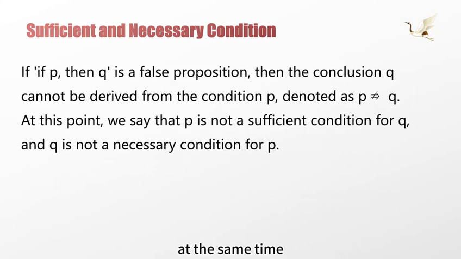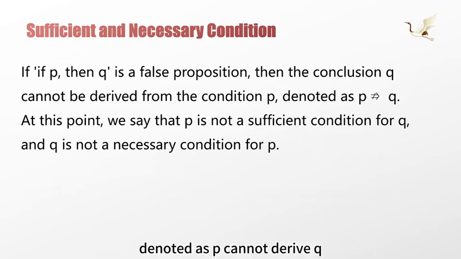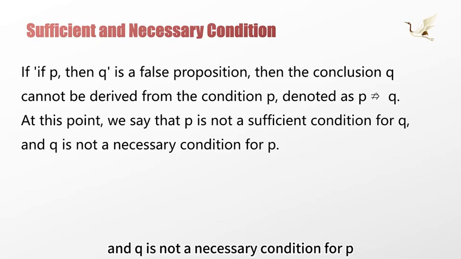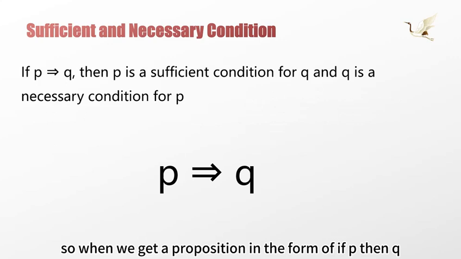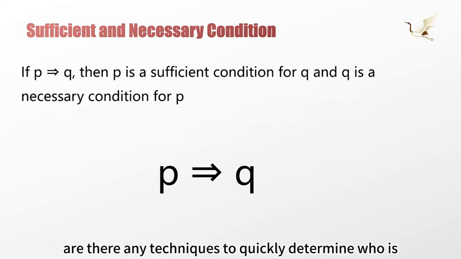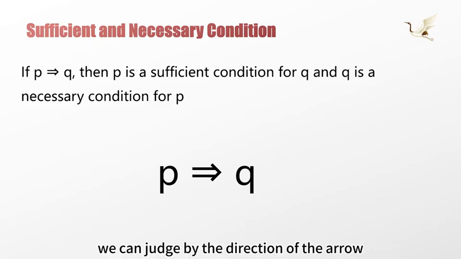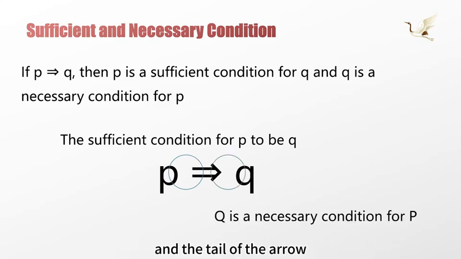At the same time, if we say that if P, then Q is a false proposition, then the conclusion Q cannot be derived from the condition P, denoted as P cannot deduce Q. At this point, we say that P is not a sufficient condition for Q, and Q is not a necessary condition for P. So when we get a proposition in the form of if P, then Q, are there any techniques to quickly determine which is which? We can judge by the direction of the arrow. The arrow points to the necessary condition, and the tail of the arrow points to the sufficient condition.